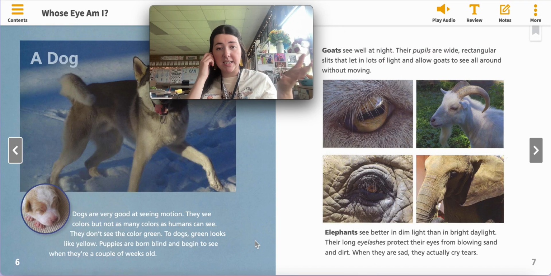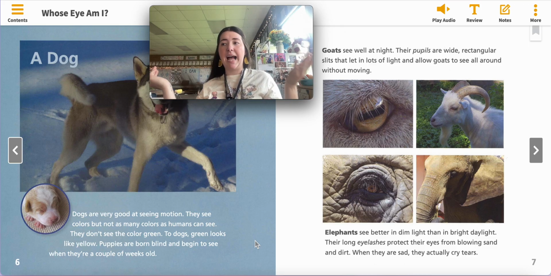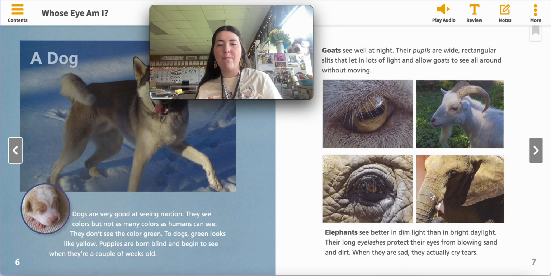So when a puppy is just born, it's blind. It can't see anything. It's only a couple of weeks later that it starts to be able to see. And they can never see the color green. They think anything that we see as green is yellow.